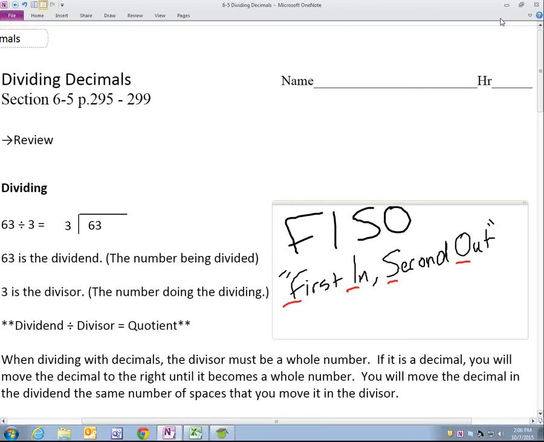All right? So this is simply division. Gentlemen, stop talking. Your desk's always messed up. Put your feet under your desk.